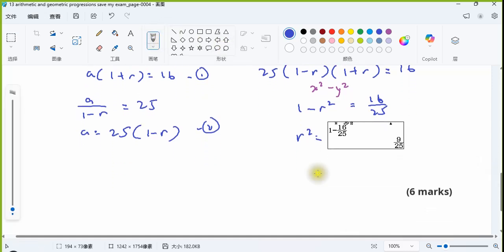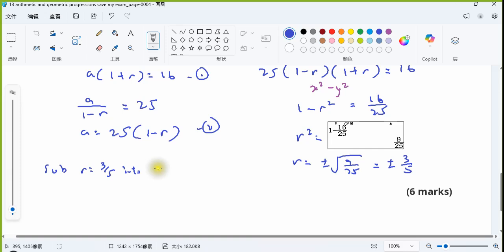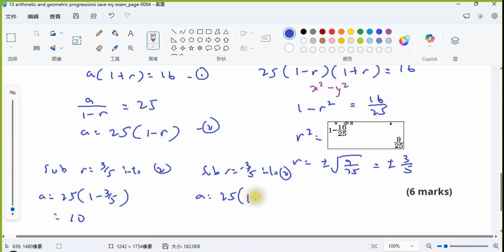So the value of r will be plus or minus the square root of 9 over 25. That is plus or minus 3 over 5. We sub r equal to 3 over 5 into equation 2, and we sub r equal to negative 3 over 5 into equation 2. Then a is 25 times (1 minus 3 over 5), so 2 over 5 gives 10. And then a is 25 times (1 minus negative 3 over 5), which is 8 over 5, giving 40.